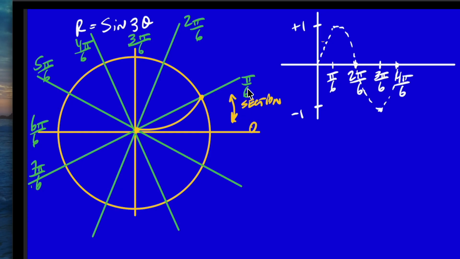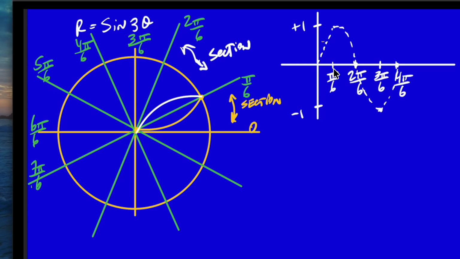Our next move on the rectangular system is an r value of 1 at pi over 6 to an r value of 0 at 2 pi over 6. So we're going to work in this section right here between pi over 6 and 2 pi over 6. And we're going to take this r value and it's going to go back to the midline, which in this case is 0. So there's our first petal.